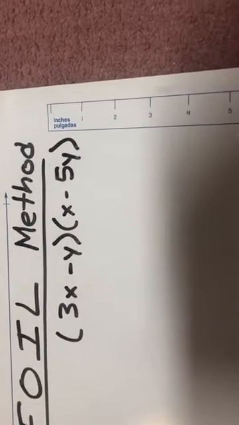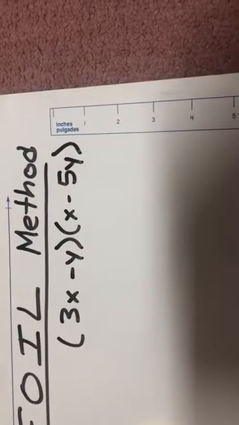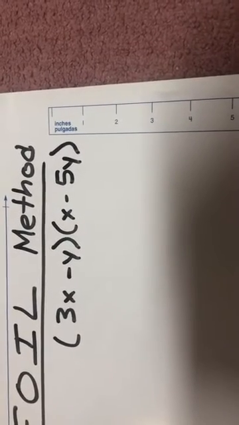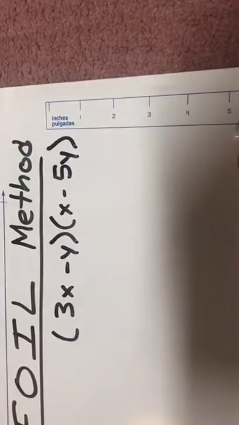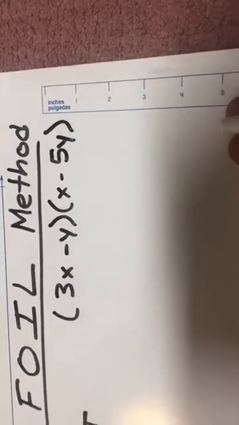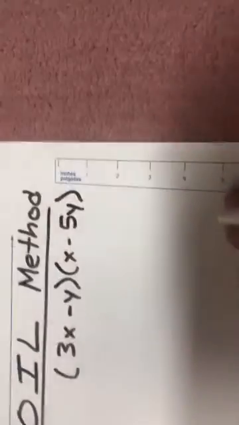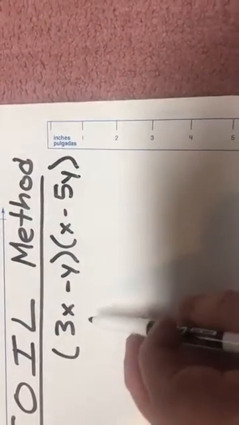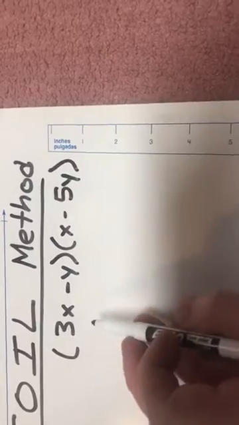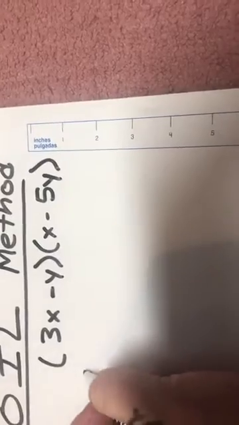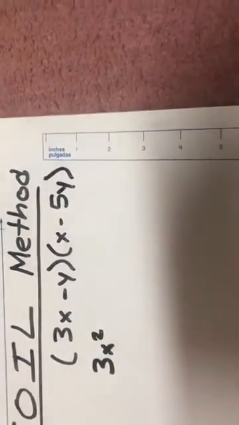When we look here at this first example, we have 3x minus y in parentheses being multiplied by x minus 5y in parentheses. Of course, parentheses right next to parentheses means multiplication. So if I practice the FOIL method, the F is for first. And so what that means is I'm going to take the first two numbers in each term, 3x times x. 3x is first here, x is first here. When I take 3x times x, I end up with 3x to the power of 2.